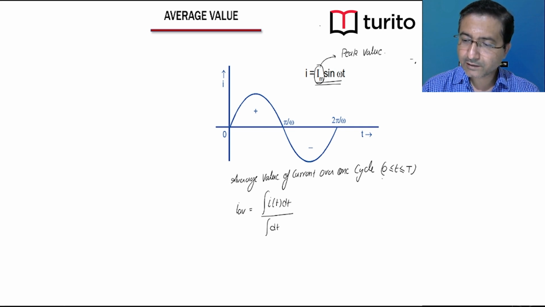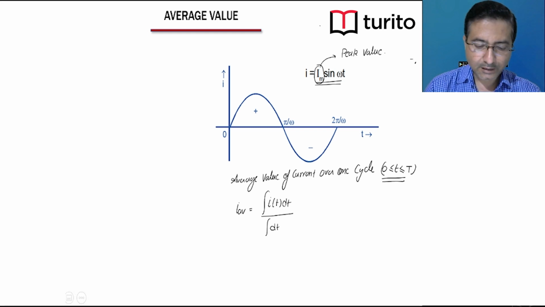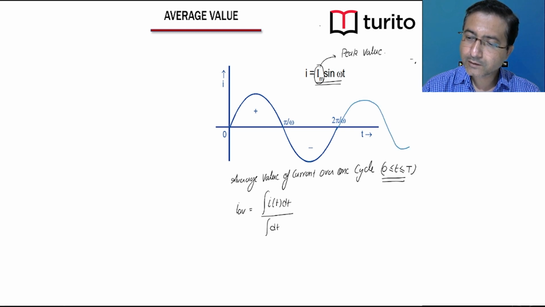As I'm calculating for one cycle, look at this one. This graph actually goes up to infinity. This variation is going up to infinity. I want to find out the average value over one time period. So you can see that this part of the graph is repeating itself. From here onwards the graph will be the same. So this is called the time period, and this is half of the time period.